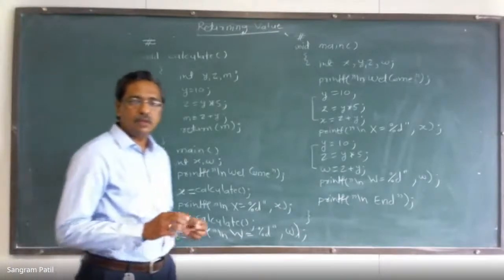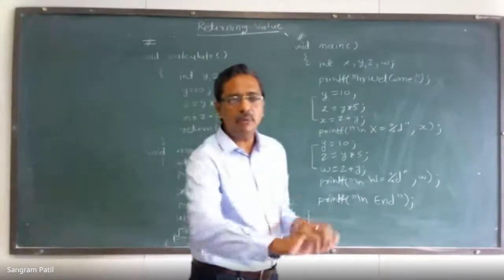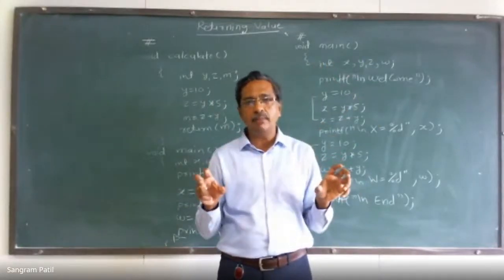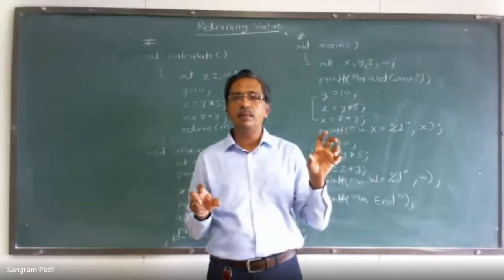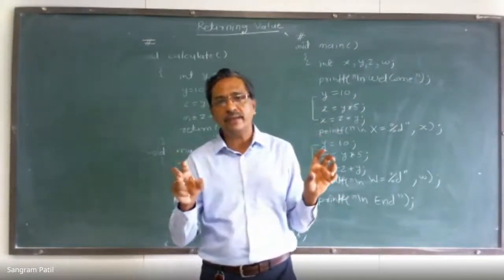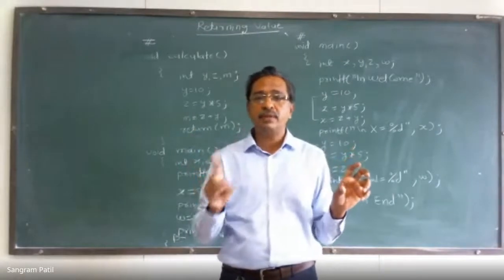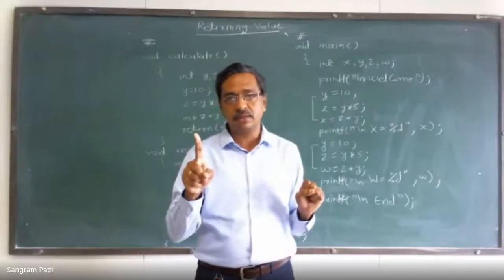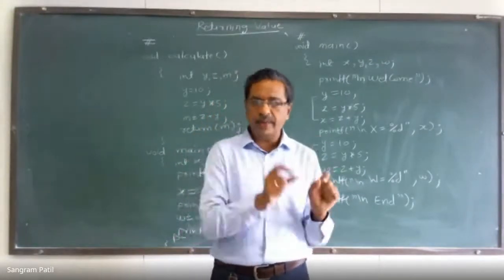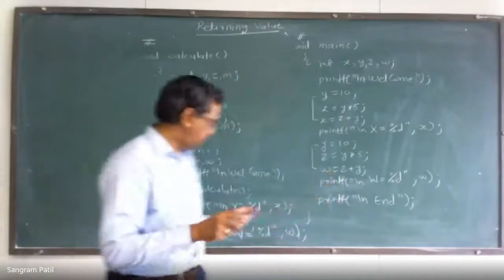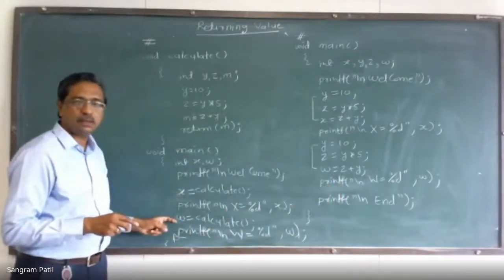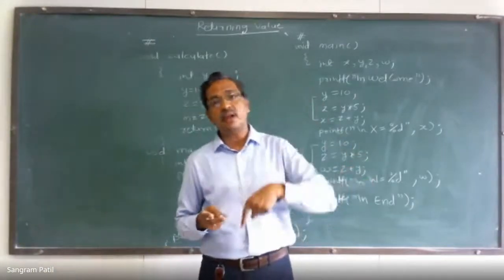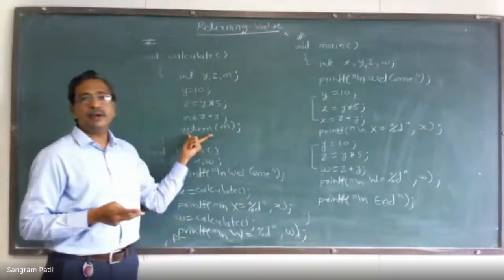So when you want to access value of a variable from function into the calling program, first thing, calling program must make a request, and that request is nothing but variable equal to name of a function, like this. Then second thing, your function must return a value with the help of return m.